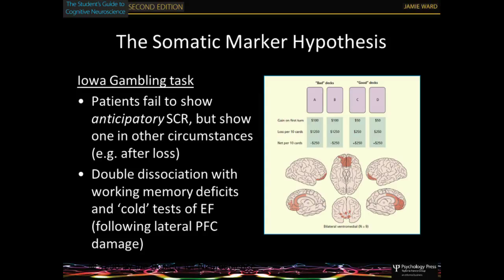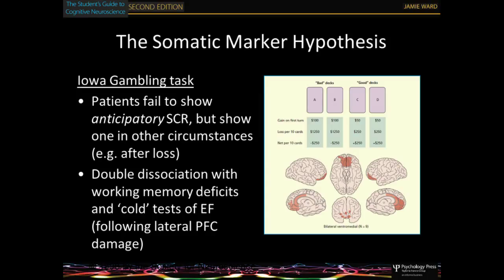You end up giving money away. So your strategy is effectively to move away from A and B towards C and D, and this is what he's describing there. What you find is that most people, when they're thinking about picking from a risky deck, have this skin conductance response. It's kind of anticipatory. So before they've done it, they show this response.